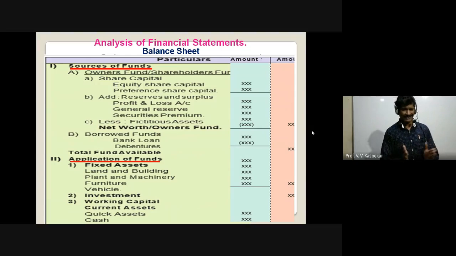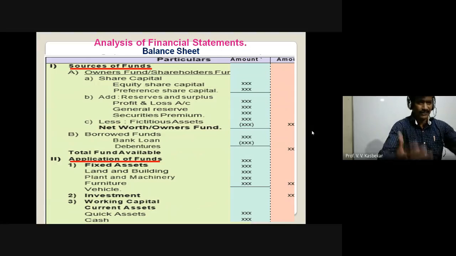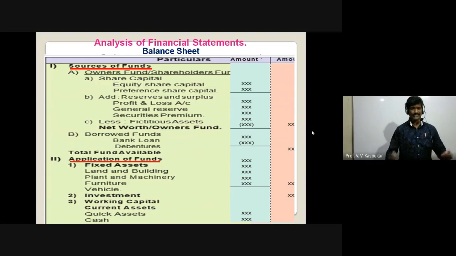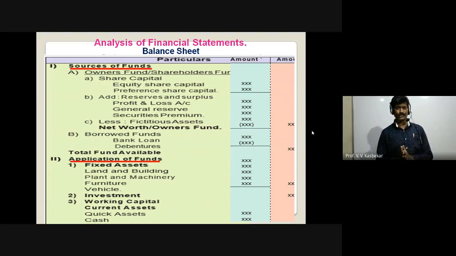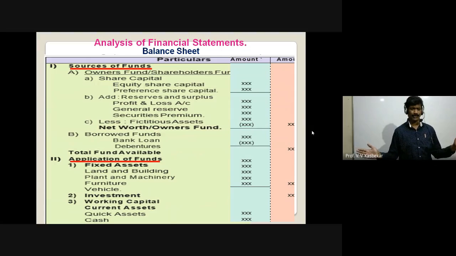First, we take sources of funds. That means the funds or income or the capital raised by the business. You can see here, it is actually liability side of balance sheet. Owner's fund or shareholders fund. In that, share capital, equity share capital, preference share capital. In that, add reserves and surplus. Again, profit and loss account. That means profit. Then general reserve, securities premium, and less fictitious assets. Fictitious assets, imaginary assets are deducted, and we get net worth or owner's fund. We get here net worth. आपल्याला इथं net worth प्राप्त झालेले.